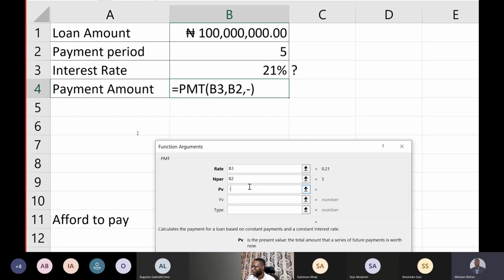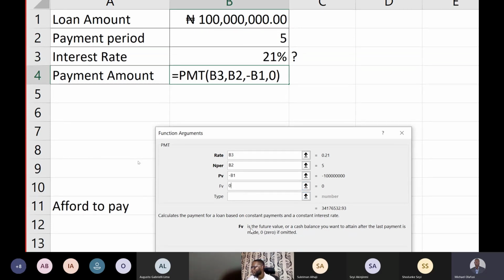So it's something that you are taking against you. So it's something that is negative against you. So that's why. And then future value, you have to repay everything. So there's going to be 0 at the end of the 5 years. You must have repaid all of the money you borrowed.